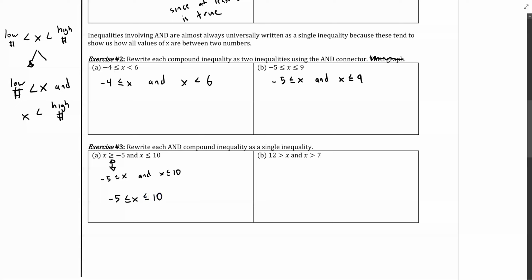Okay, pause the video and try to do part B on your own now. So for part B, here we have x is less than 12, right? I'm kind of flipping it. And at the same time, 7 is less than x. So here we have our x. We know that x must be bigger than 7. And at the same time, x is less than 12.